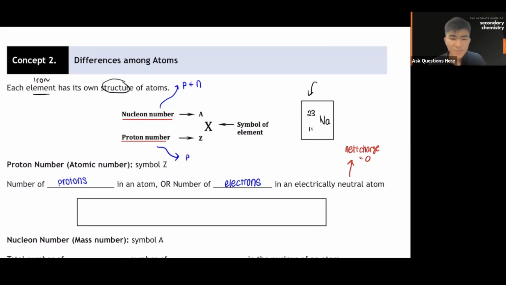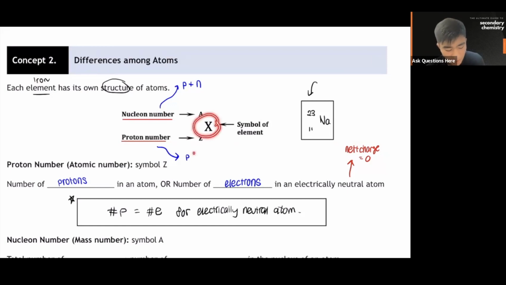Can you fill in for me in this box the number of protons equals the number of electrons for an electrically neutral atom? Okay, so this is your formula number 1 that you need to remember. Not really remember, but you need to know this at the tip of your fingers, because for an atom, the number of protons is equal to the number of electrons.